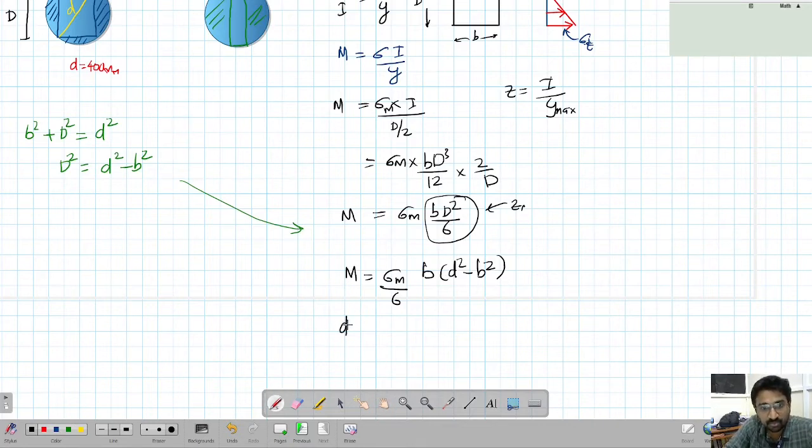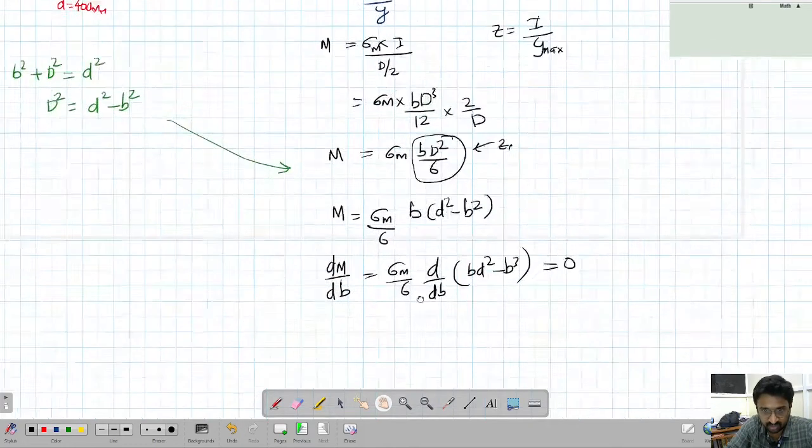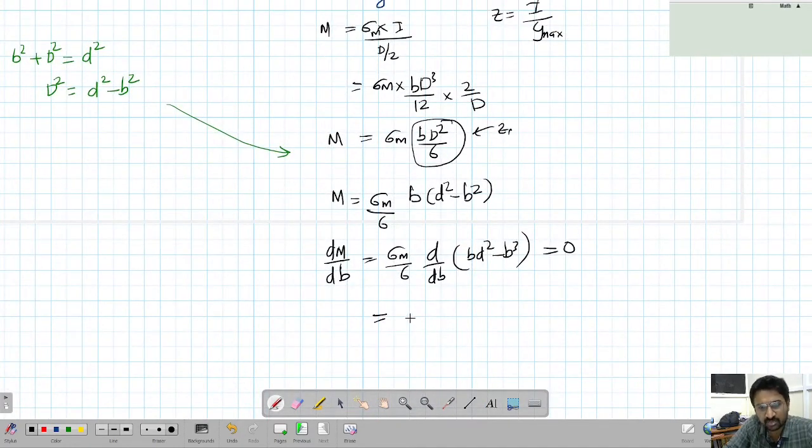So for the maximum value of moment capacity we can differentiate with respect to b. So this is sigma m upon 6 into d by db of this, which is b d square minus b cube. So this we have to equate to 0 by maximizing the moment capacity. So this will become 0, so this term is not relevant. Differential of b d square is d square minus 3b square equal to 0.